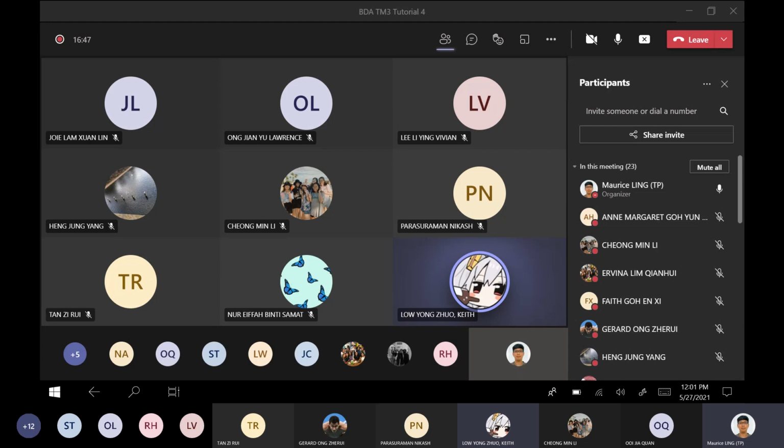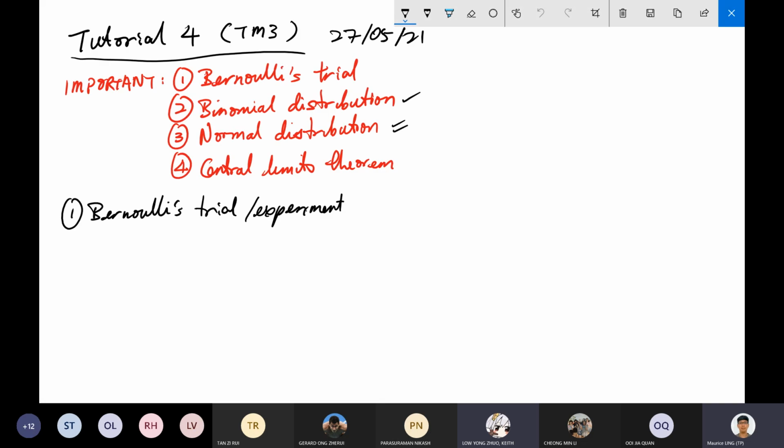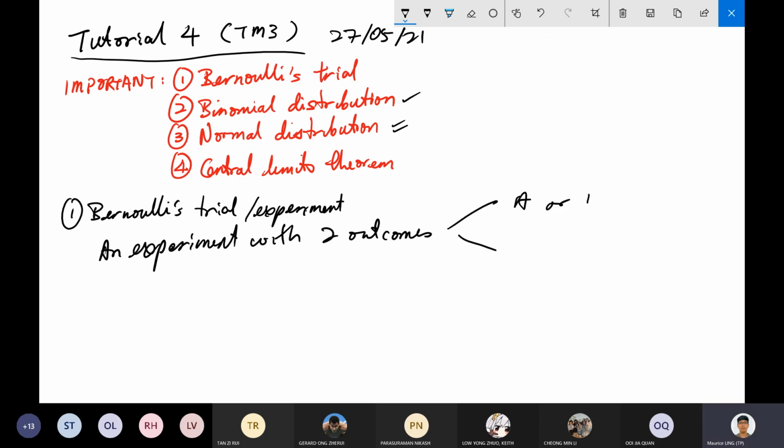Bernoulli trial is an experiment with exactly 2 possible outcomes. It's either a success or a failure. Correct. So it's basically an experiment with 2 outcomes. The 2 outcomes can be A or B, can be success, failure, it doesn't matter.